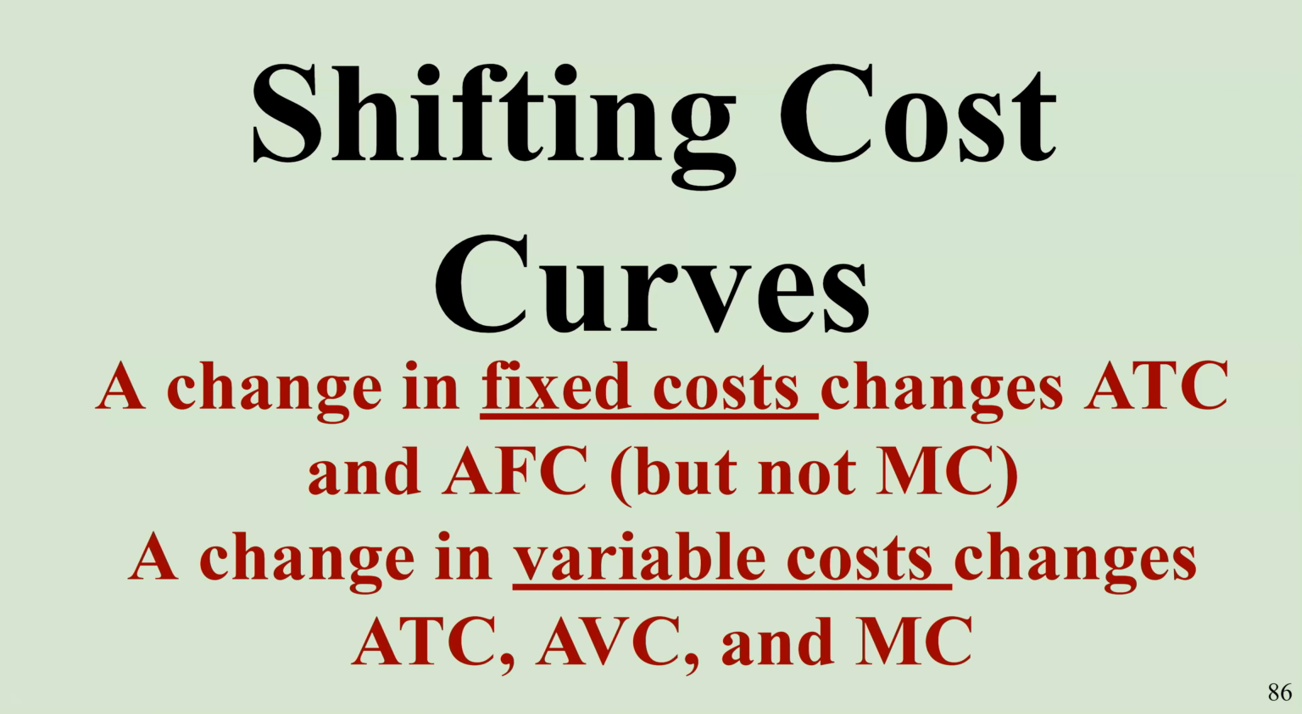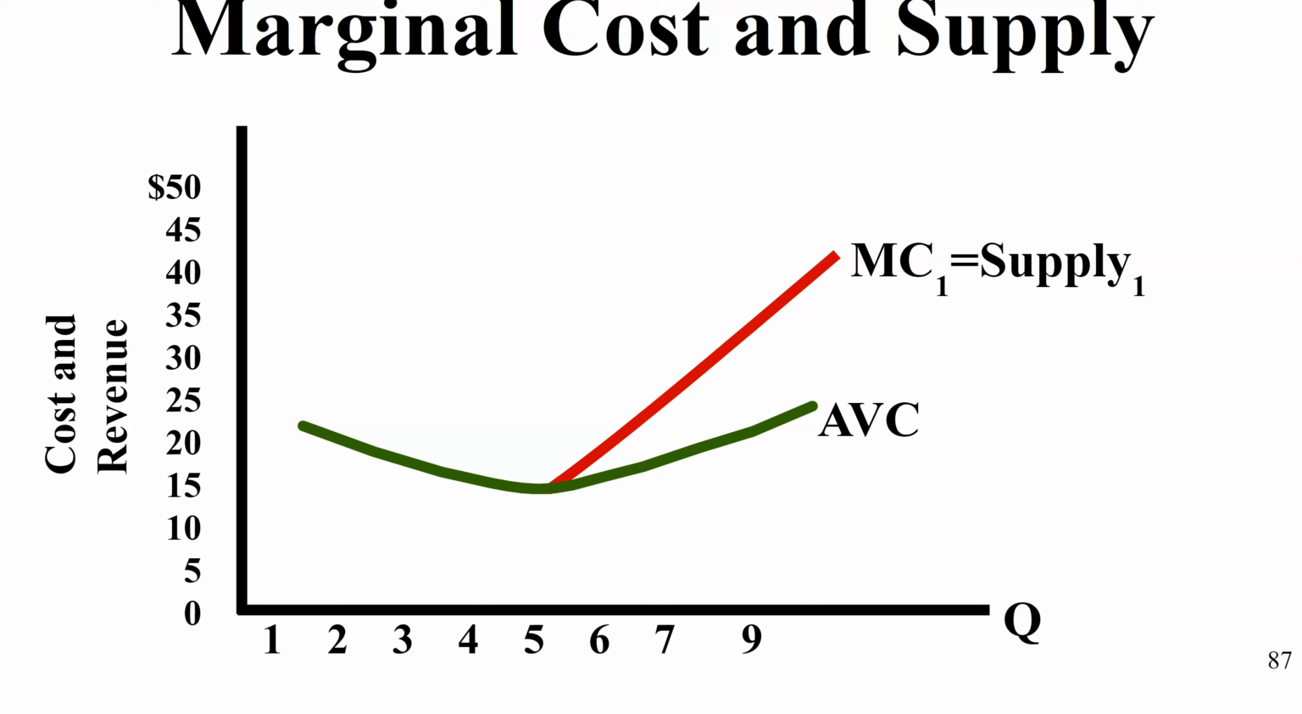Now, a change in variable cost is going to change ATC, AVC, and the marginal cost, because that variable is essentially marginal, the last item produced, and that's your marginal cost. So variable cost changes would affect AVC, ATC, and MC, the marginal cost here. And let's take a look at how this plays out.